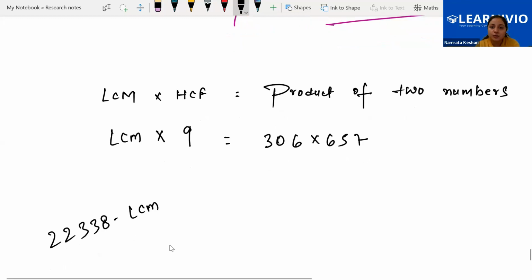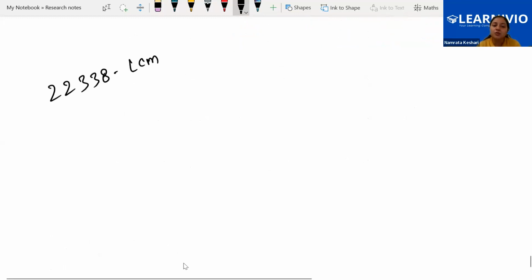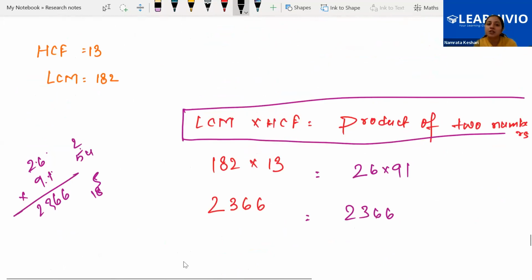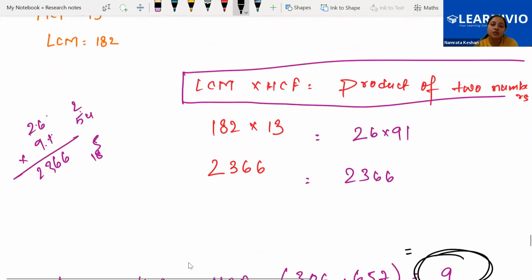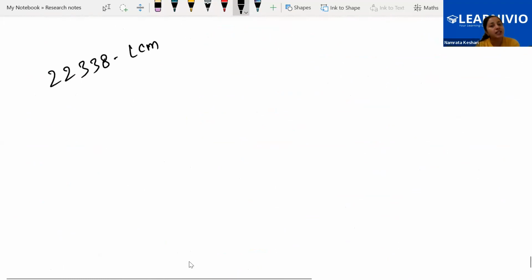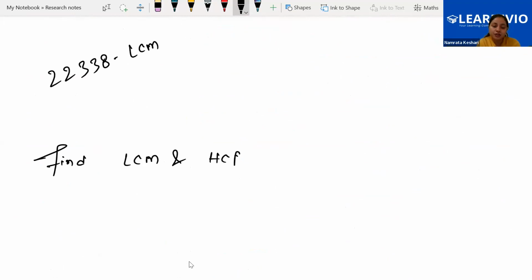Here I also want to mention that this formula which we were talking about, LCM into HCF is equal to product of two numbers, is only applicable for two integers. Okay, it is not applicable when we are going to find the LCM and HCF of three numbers. So for three numbers we'll be finding LCM and HCF the way we were doing. Let me give you one question. Meanwhile, please find the LCM and HCF of 17, 23 and 29.